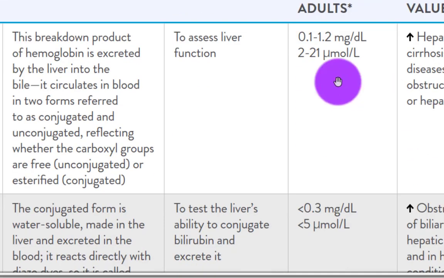Total bilirubin. This breakdown product of hemoglobin is excreted by the liver into the bile. It circulates in the blood in two forms, referred to as conjugated and unconjugated, reflecting whether the carboxyl groups are free (unconjugated) or esterified (conjugated). We measure it to assess liver function.